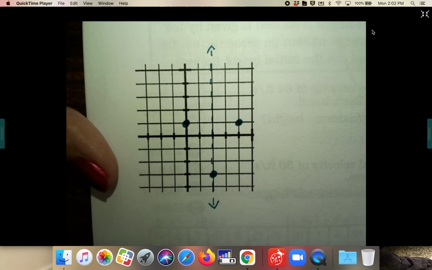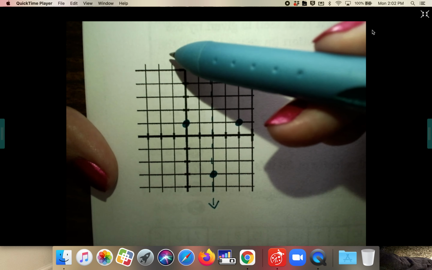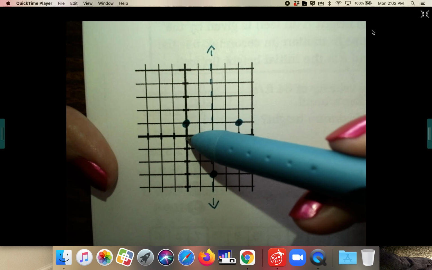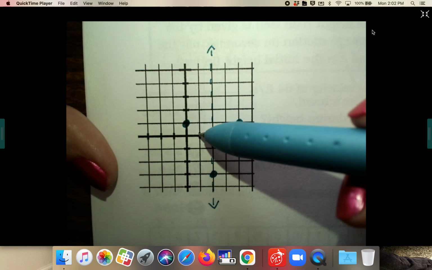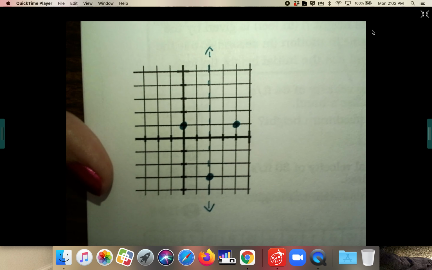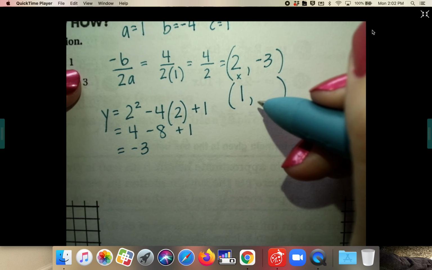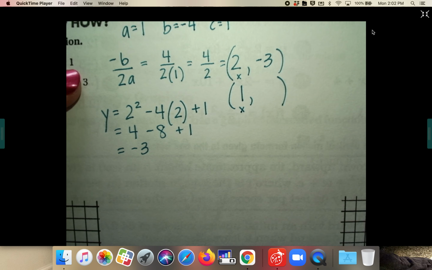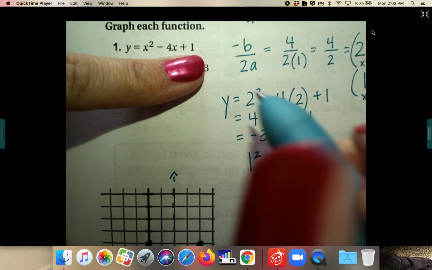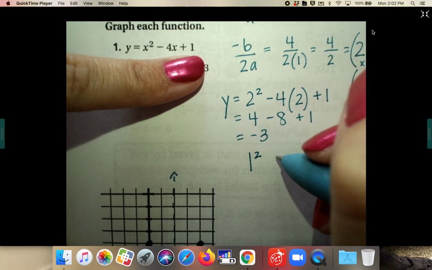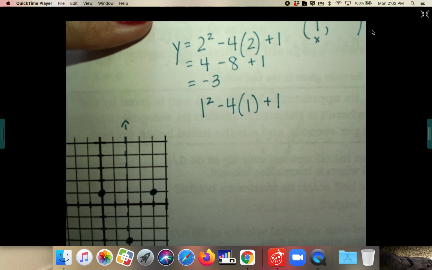We only have 1 more to find, and you can either pick negative 1 and it's going to be somewhere up here and reflect it over, or we can go with positive 1 and find somewhere where it's in between. So usually positives are easier to calculate, so I'm going to choose 1. I'm going to plug it in for x and see where it would be. So 1 squared minus 4 times 1 plus 1.